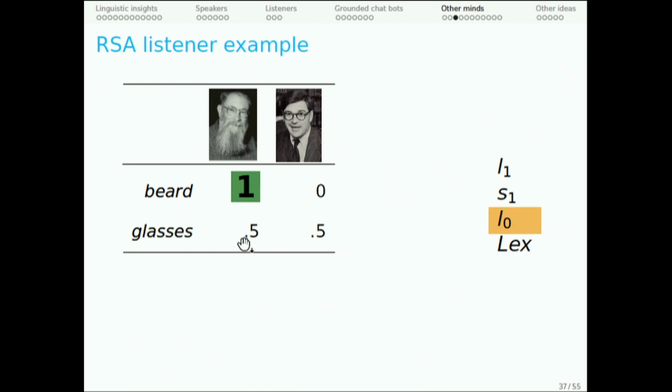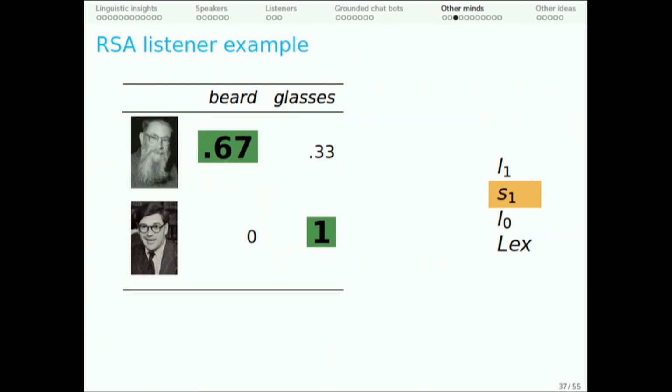At this level, if you were a listener and you heard beard or glasses, beard would be unambiguous for you right away. But glasses is true of both these entities. So if you heard it, you would have to make just a random guess about which of these 2 entities the speaker was referring to, if you were a kind of mechanical, semantic listener.